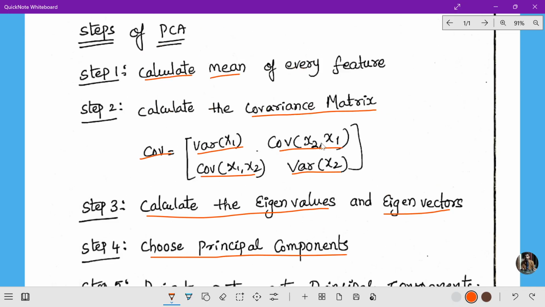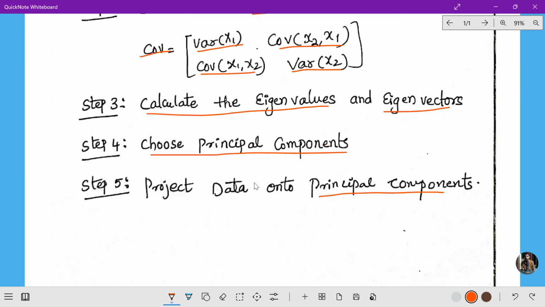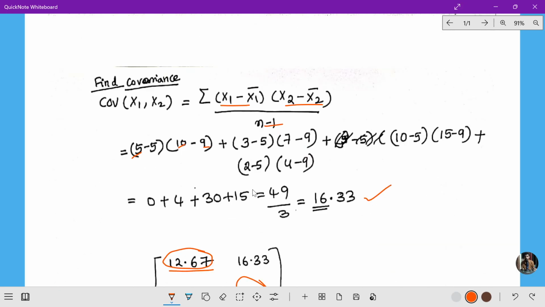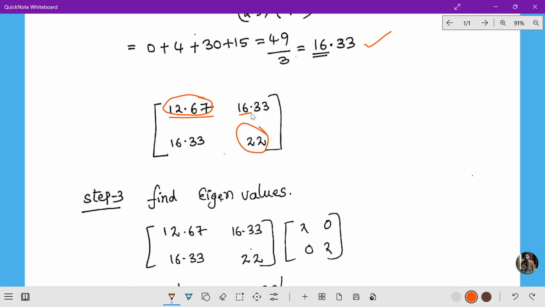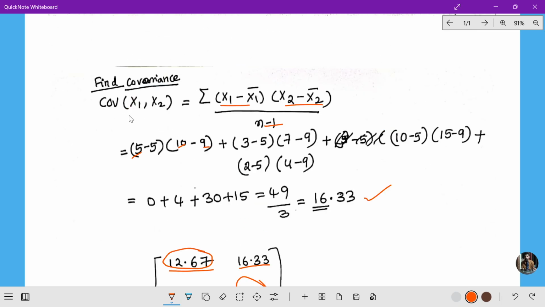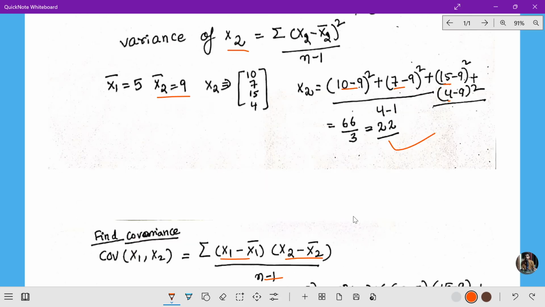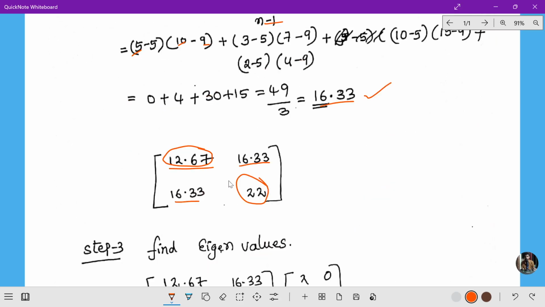Now covariance of x2 comma x1, covariance of x1 comma x2. So this is equal to here 16.33. You observe here, this is called the covariance of x1 comma x2. This is equal to 16.33. So we write here. Okay.